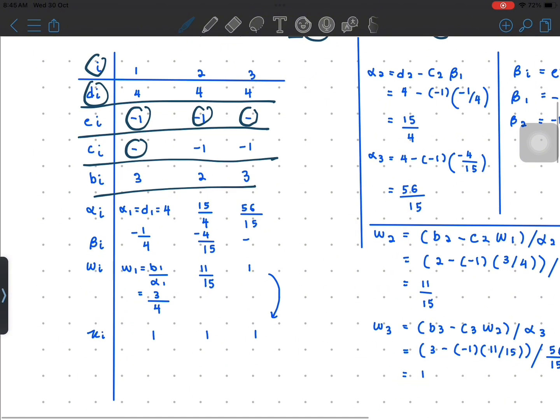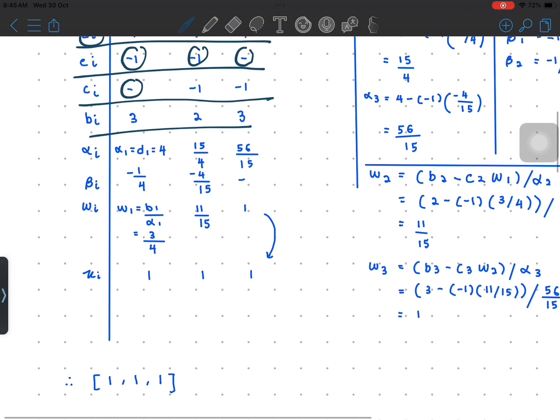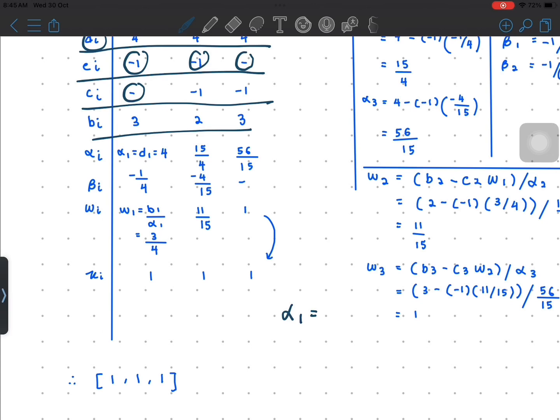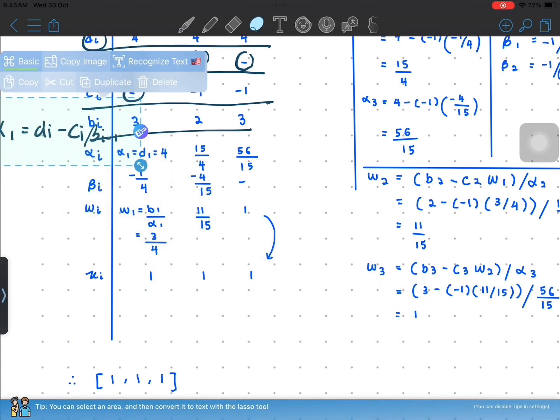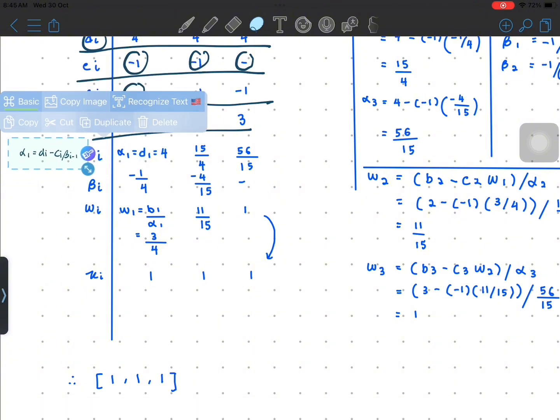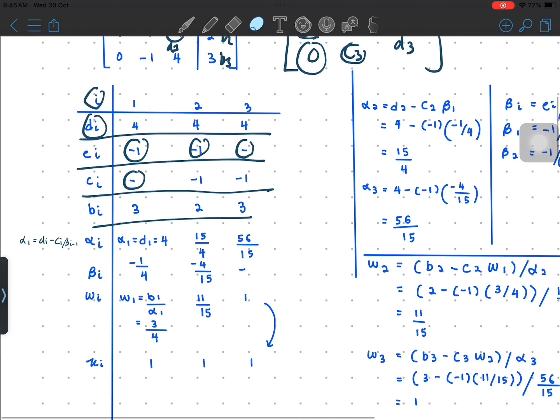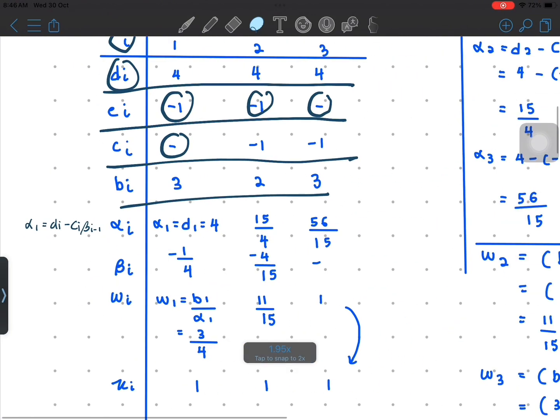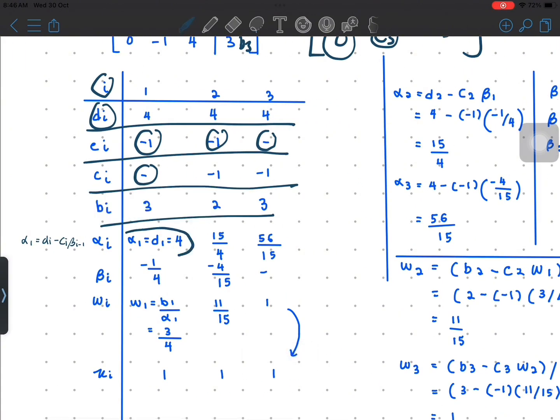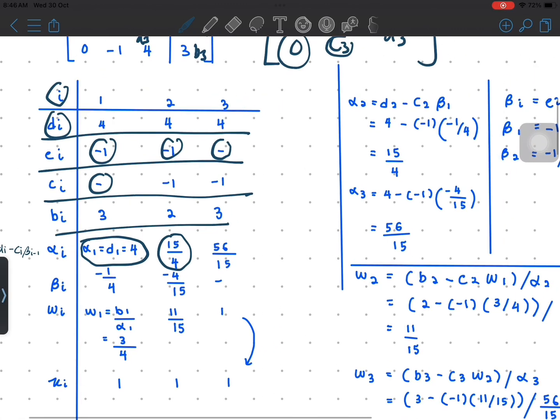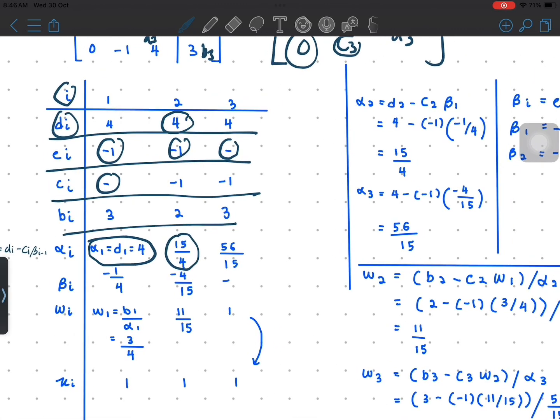After we have all the values of D, E, C, and B, we can calculate the value of alpha using the formula alpha i equals Di minus Ci times beta i minus 1. So this is the formula of alpha. For alpha 1, it is given that alpha 1 equals the value of D1. As the value of D1 is 4, we can directly put alpha 1 equals 4, and this is the latest value of alpha 1. Then we calculate alpha 2 using the formula: D2 is 4, C2 is -1, and for beta 1, we don't have any value yet, so we have to calculate beta 1.